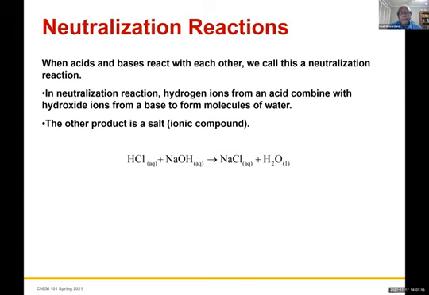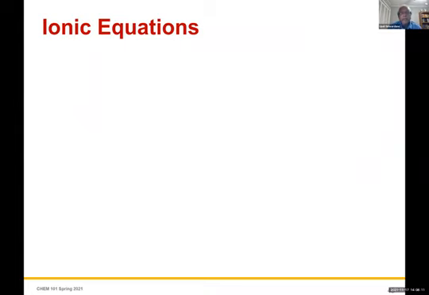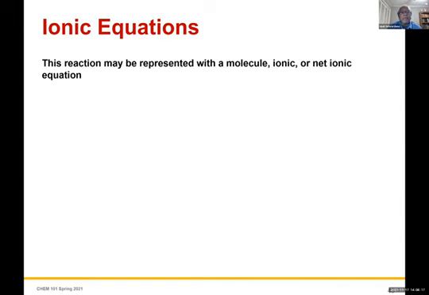Hydrochloric acid with sodium hydroxide produces sodium chloride and water. Sodium chloride is a salt. Neutralization as a net ionic equation is hydronium ions plus hydroxide ions producing water. We use the ionic equation to describe this neutralization process. The reaction may be represented with the molecular, ionic, or net ionic equation.